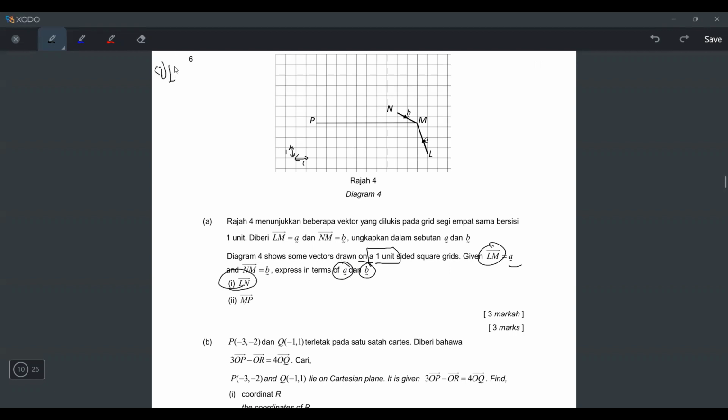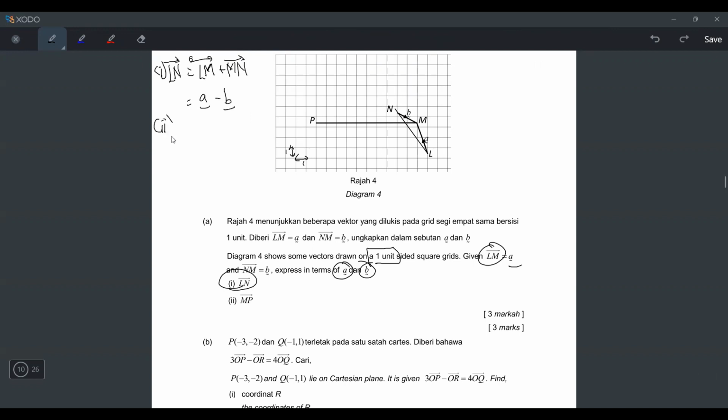So let's do it here. Vector LN, let's find where LN is. If you look carefully, LN is from here to here, right? So if I want to find vector LN, it's actually just L to M plus M to N, because they want your answer in terms of A and B. So you just go LM, then MN, and that's the answer already. Vector LM is A, and vector MN is negative B, because B is going down and I want to go up, so change the sign. So that's the answer.